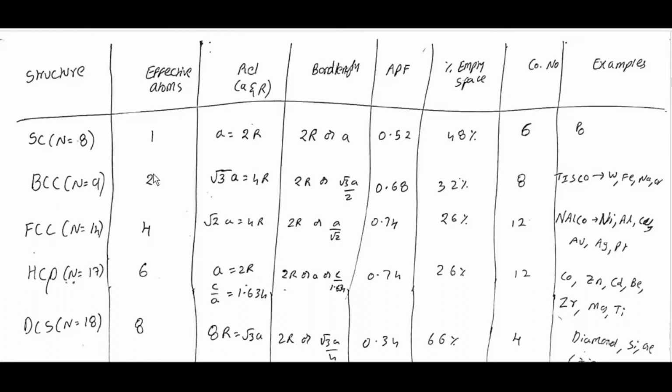BCC: n is equal to 9, effective number of atoms 2, relation between a and R: root 3a is equal to 4R, bond length 2R or root 3a by 2, APF 0.68, percentage empty space 32%, coordination number 8, examples: tungsten, iron, sodium, chromium.